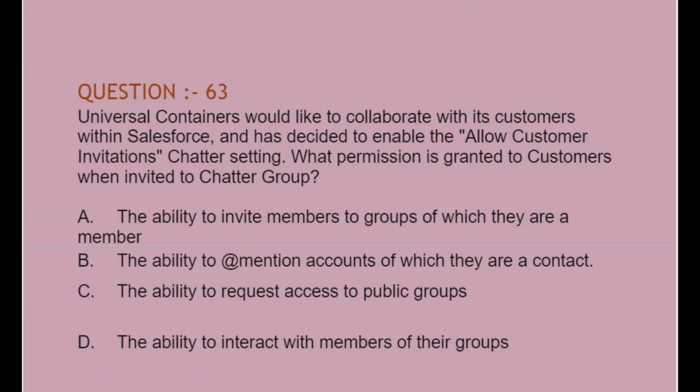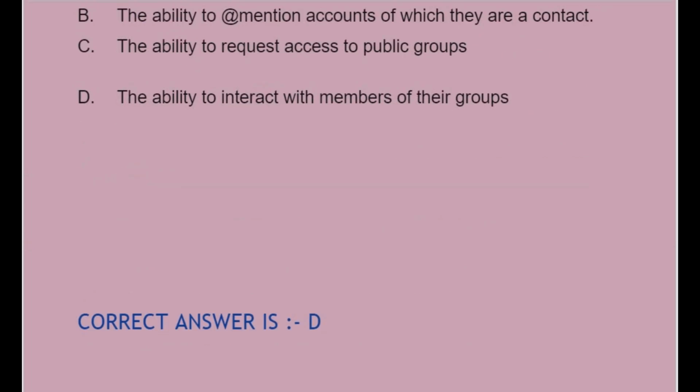Question is, Universal Containers would like to collaborate with its customers within Salesforce and has decided to enable the Allow Customer Invitations chatter setting. What permission is granted to customers when invited to chatter group? Option A, the ability to invite members to groups of which they are a member. Option B, the ability to add mention accounts of which they are a contact. Option C, the ability to request access to public groups. Option D, the ability to interact with members of their groups. Correct answer is option D.